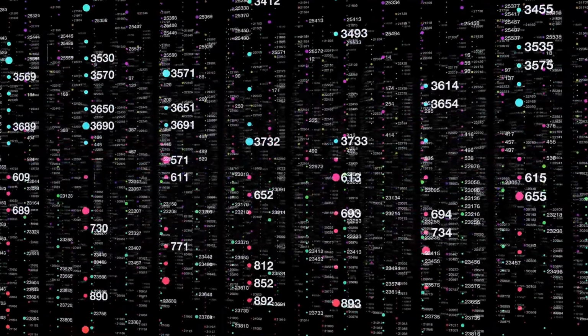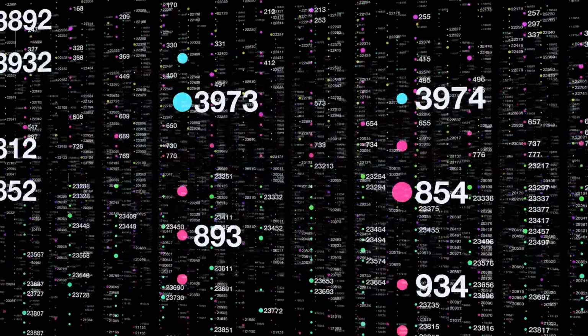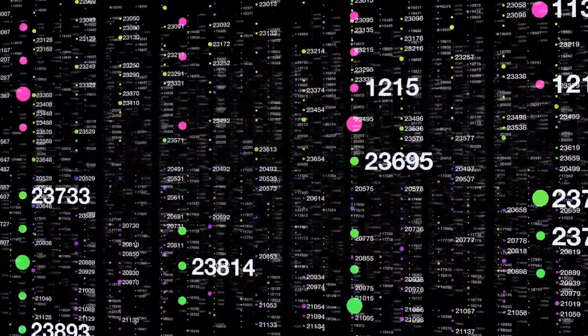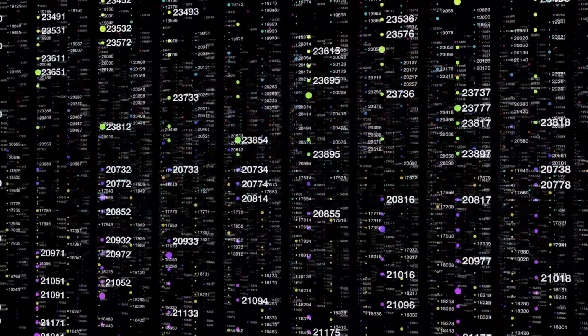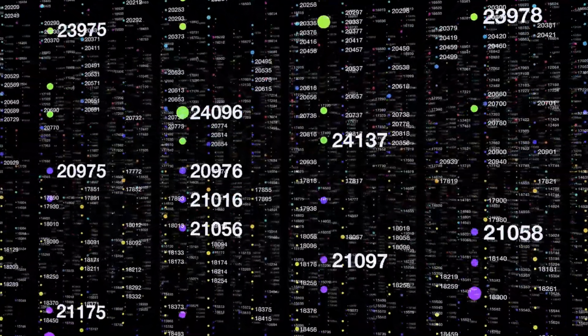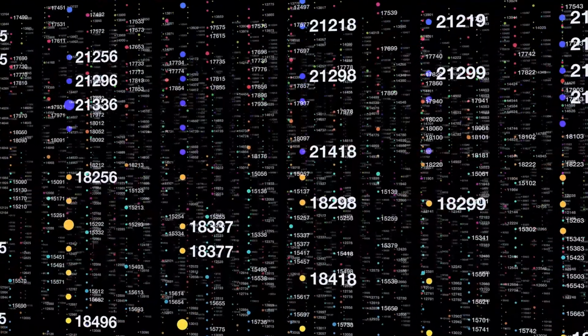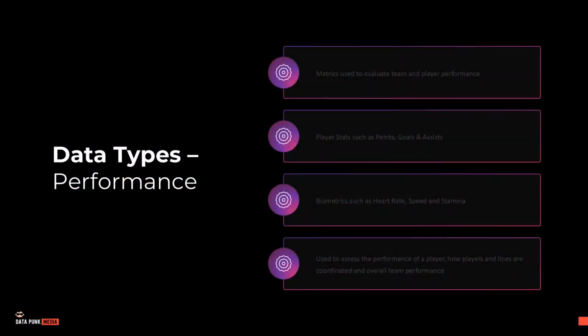In sports, the data collected depends on what needs to be analyzed, whether it's player performance, game strategy, or fan engagement. Let's explore 3 examples of the data types used in sports analytics and how they help teams and organizations make data-informed decisions. First, we have performance data.